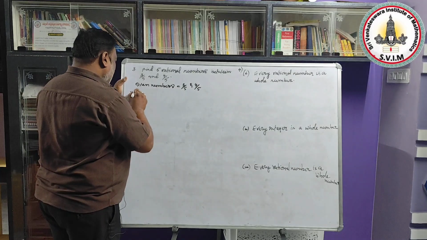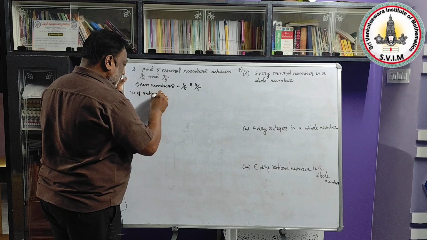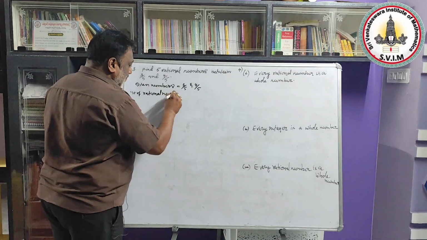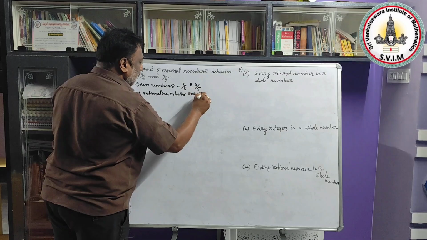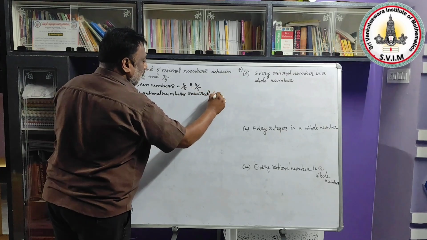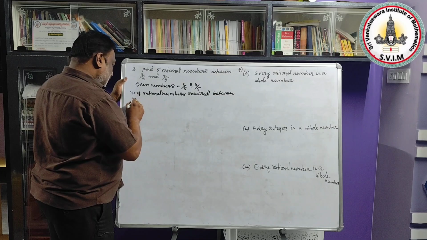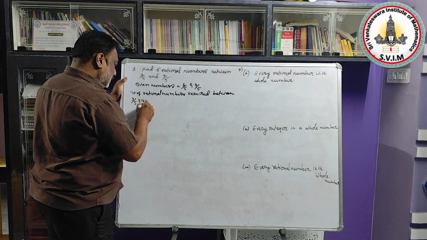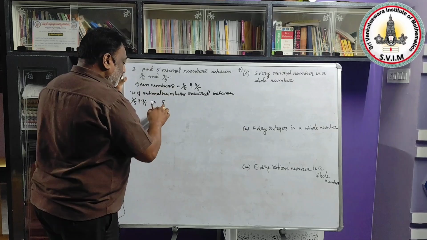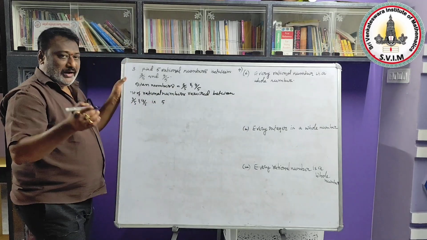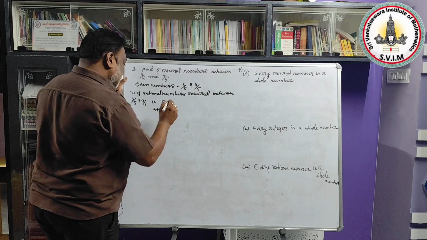Number of rational numbers required between 3/5 and 4/5 is 5. For this number 5 we need to add 1. Same process. So 5 plus 1 is equal to 6.